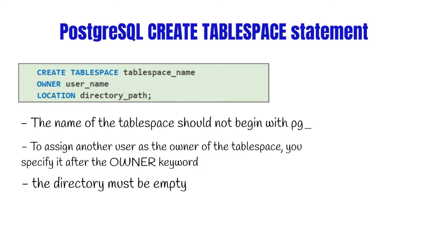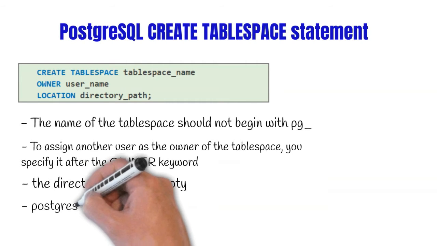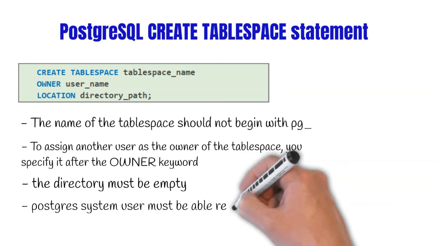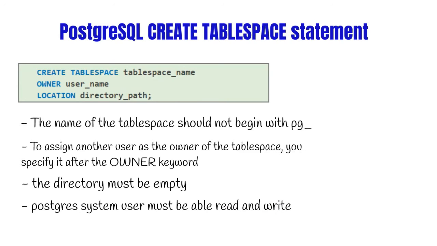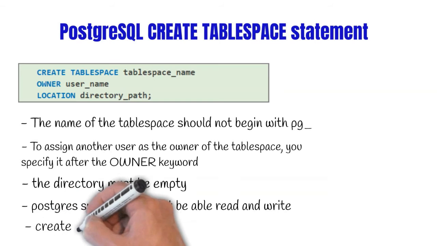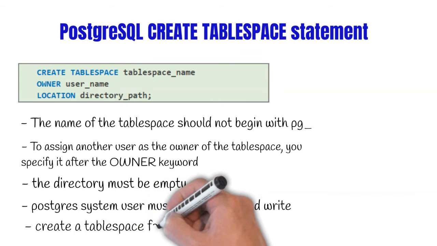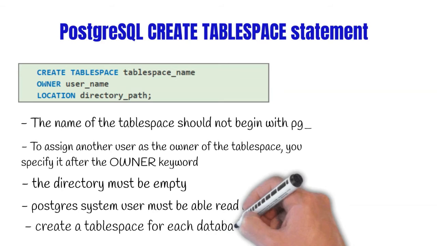Postgres system users must own this directory in order to read and write data into it. So if you created a Postgres user, the Postgres user must have read and write permissions on that directory. Once you have created a table space, when you're creating a table, a database or an index, you can specify which table space you want the objects to be stored in. So let's look at an example of creating table spaces. And it's ideal to have a table space for each database that you have on the database server.